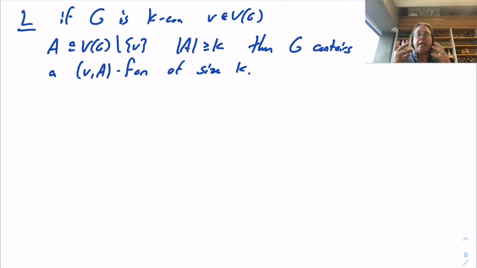Here there's some structure theorem you can get that would be an if and only if, but I'm giving you this lemma because this is the form that we always want to use it. So I'm giving you a k-connected graph and a vertex V and some subset A of vertices where the size of A is at least k. In that case, you are guaranteed the presence of a VA fan. So you're going to have these k paths that all start at your vertex V and go to the set A, and they are disjoint except for the vertex V.